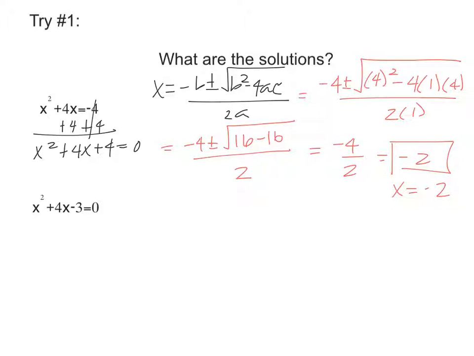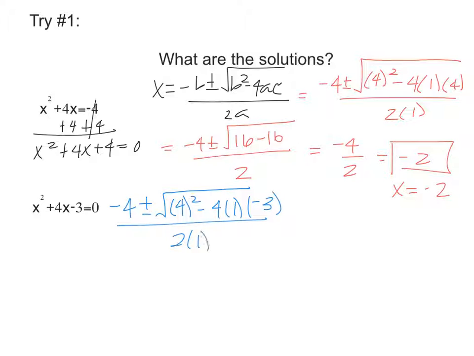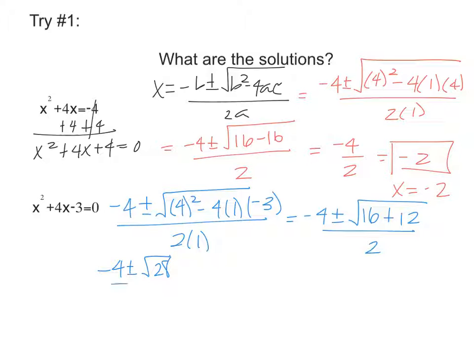So here we go. Negative 4 plus or minus the square root of 4 squared minus 4 times 1 times negative 3, all over 2 times 1. That gives us negative 4 plus or minus the square root of 16 plus 12, over 2. 16 plus 12 is 28, so it's negative 4 plus or minus the square root of 28 over 2.